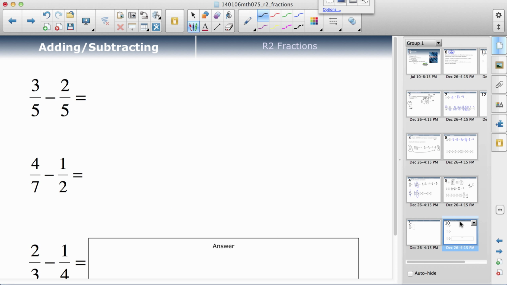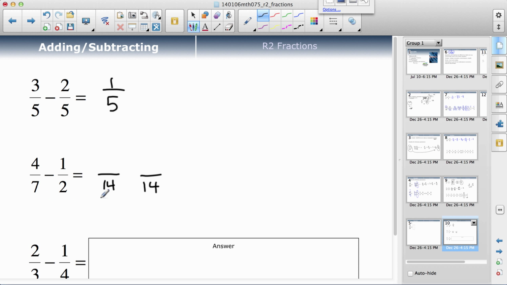When we're subtracting, exact same thing, except you subtract the numerators. In this case, the denominators are the same. I subtract the numerators, done. This one, denominators aren't the same. I need to get a common denominator. Between 7 and 2, the lowest common denominator would be 14. So they each need to change to 14.